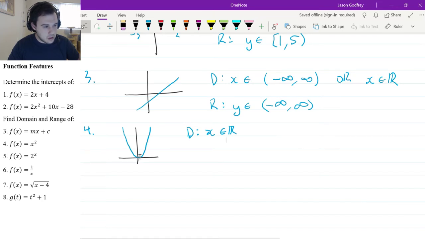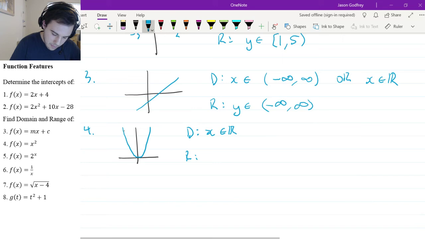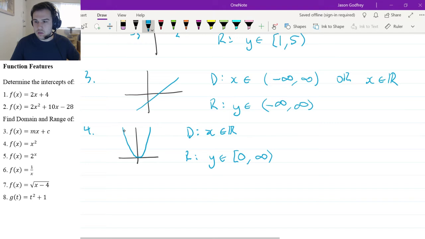Now what about the range though? What is the lowest number you can have down here? Well, you can have 0, but then what output values can you get along the y-axis? Well, you can get anything up towards positive infinity. So the range goes starting down at 0, and for x squared, can we get 0? Well, yeah, when we put in 0, 0 squared is 0. So the range is going from 0, including 0, up to positive infinity, but we're again going to do an open bracket whenever we do infinity.